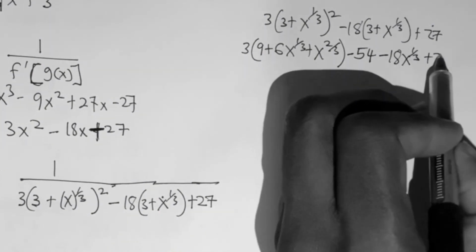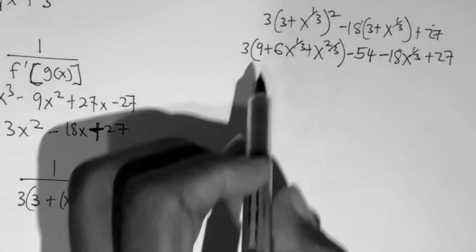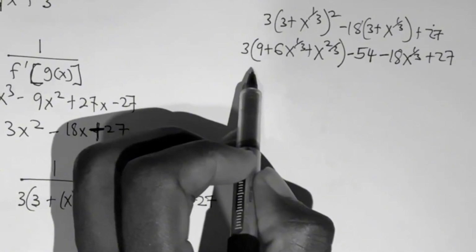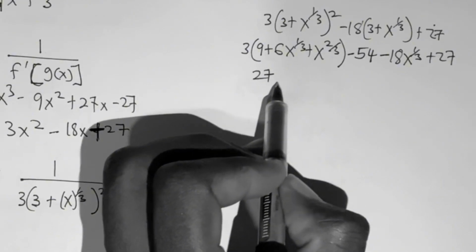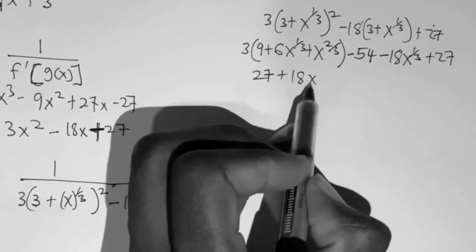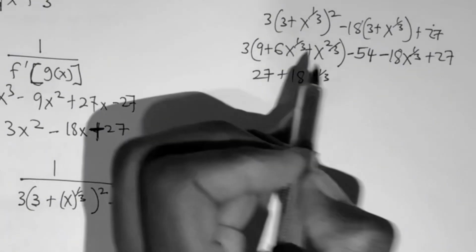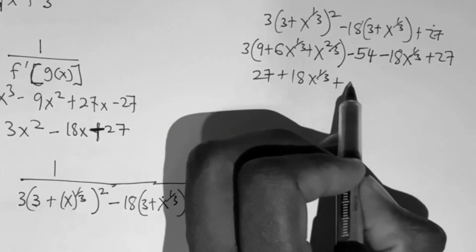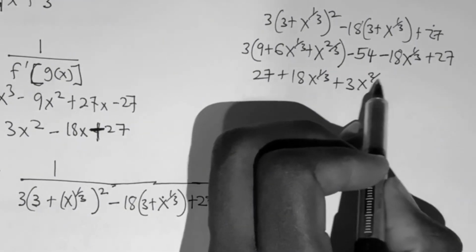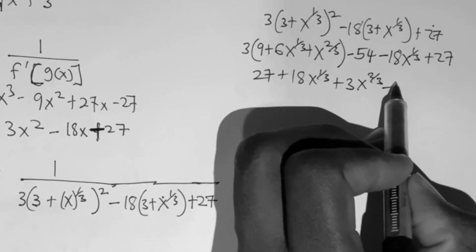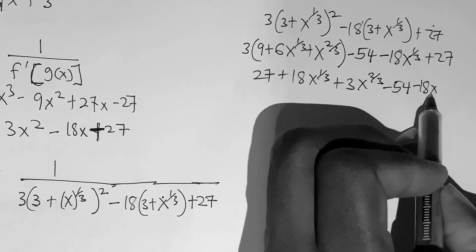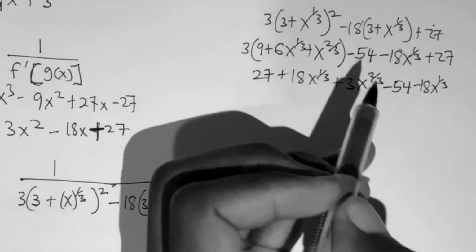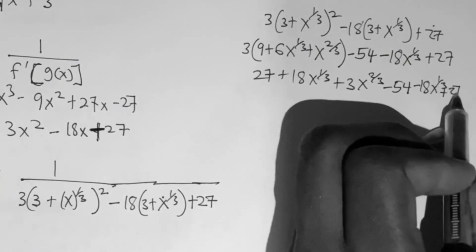And then plus 27. So now 3 times 9 is 27. Then 3 times 6 is plus 18x exponent 1 over 3. Then plus 3 times x exponent 2 over 3. Then minus 54. Then minus 18x exponent 1 over 3 plus 27.